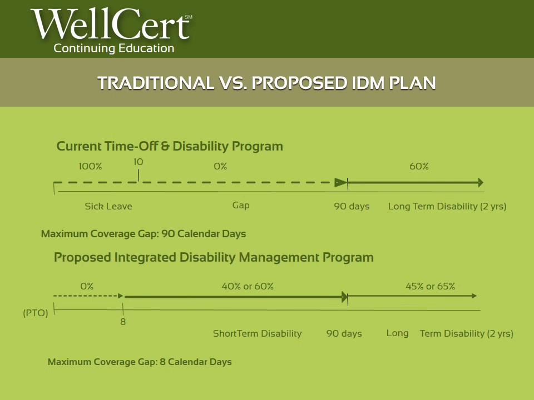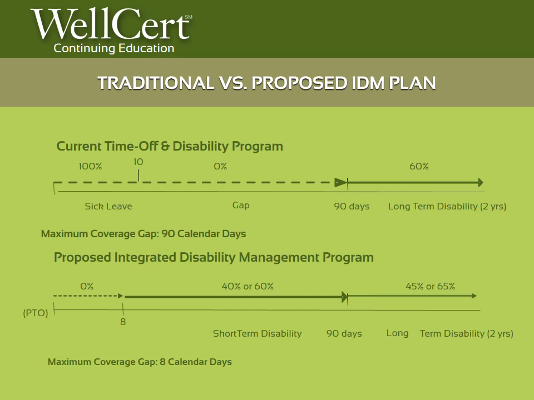Now, as we look at the traditional versus the proposed IDM plan, you can see that under the current time off and disability program, you have a period of time where sick leave is providing 100% of the financial benefit to the individual, making up for their wage and salary losses for not being there. So that's paid time. And then the gap right now is a 90-day period, and that's the lack of a short-term disability policy. And then the long-term disability policy picks up and goes up until the 2-year period, and then at perhaps a higher rate. So that's 60%. Maximum coverage gap is 90 calendar days.